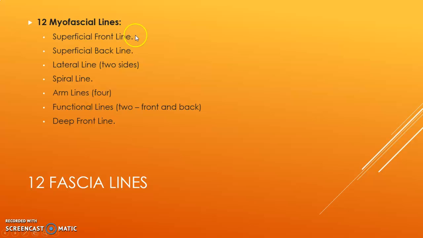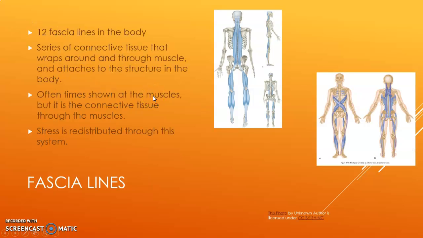And you're going to have antagonistic and agonistic muscle groups, right? They're going to have these groups of muscles that all work together, or that work antagonistically. It's important to realize this when you look at it: you have the front line, the back line, and two sides to the lateral line. The arms have four because you have two arms and a posterior and anterior component, right? And if we take this over to the next slide, we have 12 fascia lines in the body.